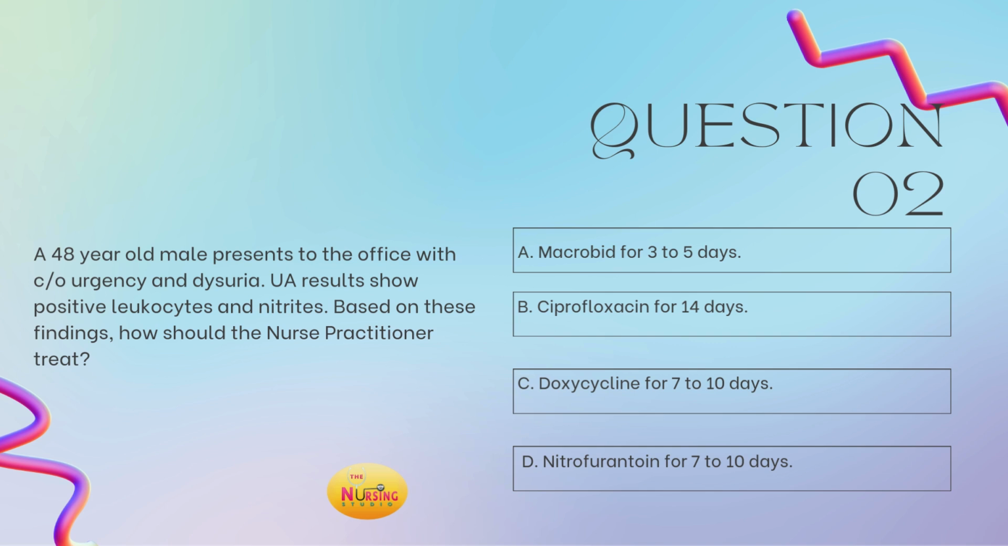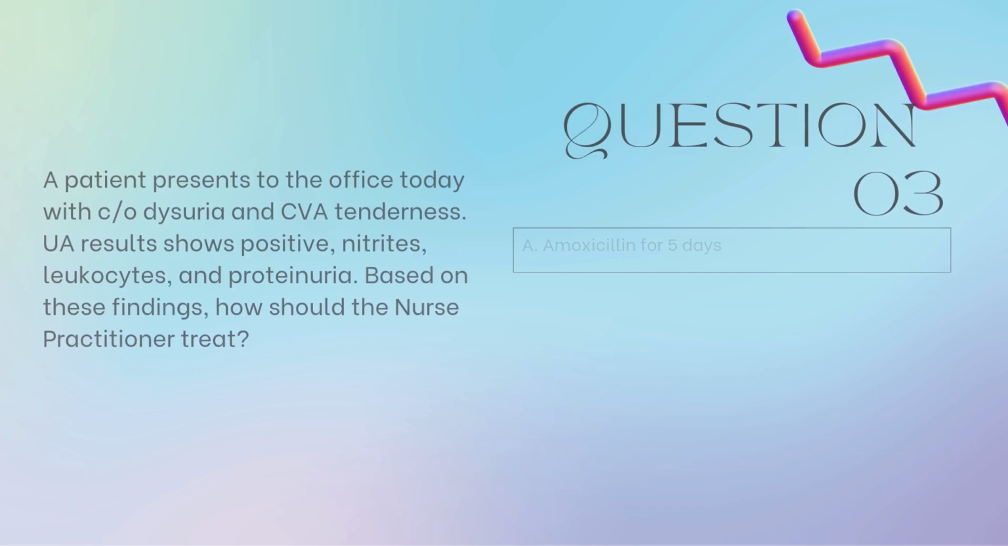So with this, there's nothing else that warrants that we should utilize any different medications. So the best answer is D, nitrofurantoin for 7 to 10 days. Remember, Macrobid and nitrofurantoin are the same medication, generic and brand name. But we want to go with D because since it is considered a complicated UTI based off the anatomy of a male, we want to treat for 7 to 10 days. Okay, so D is your best answer.